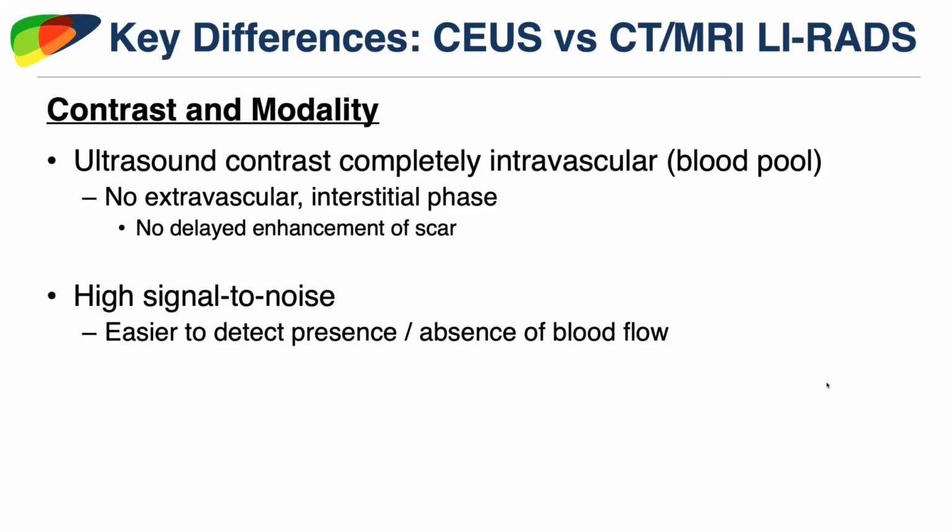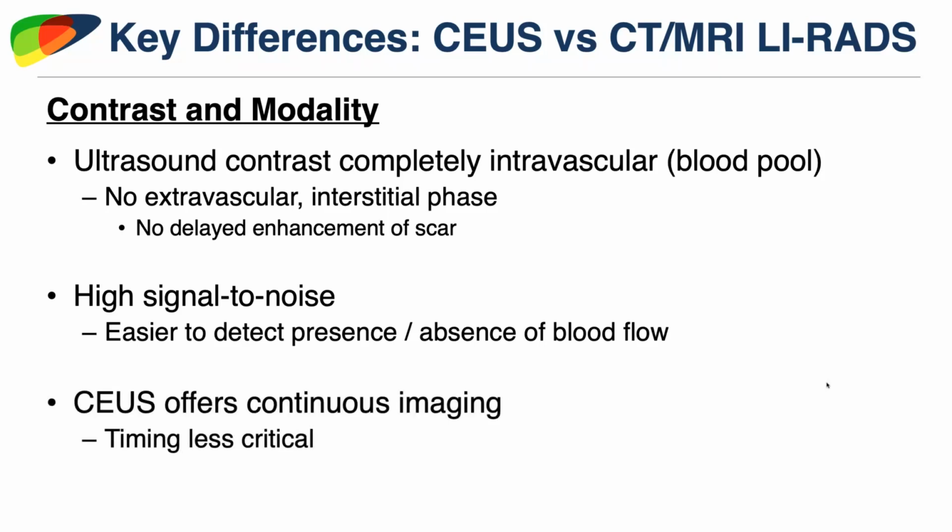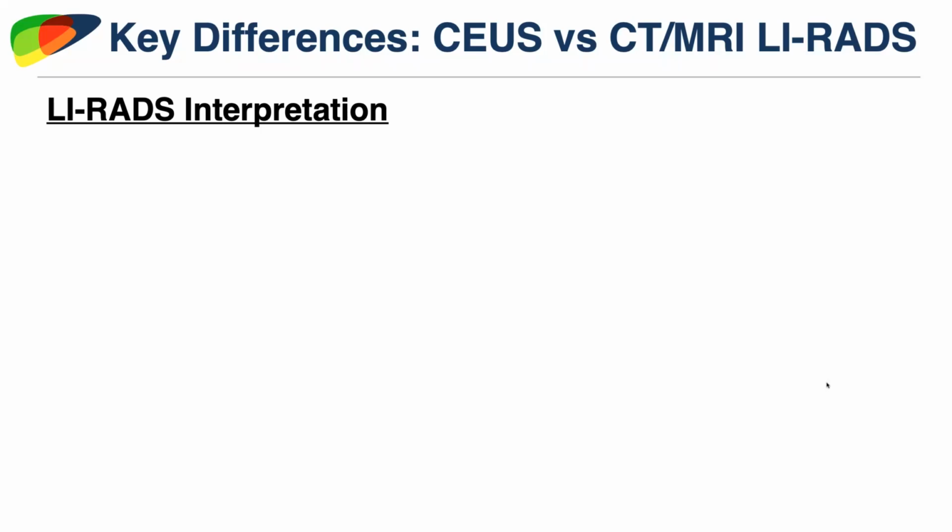We have an incredibly high signal-to-noise ratio, so it's easier to detect presence or absence of blood flow relative to CT or MRI. We're not having to rely on subtraction images or attenuation measurements, for instance. And as we alluded to, contrast-enhanced ultrasound allows for continuous imaging. So timing the arterial phase is less critical because we're watching continuously and can capture a long cine loop of the entire arterial phase, which is nice.